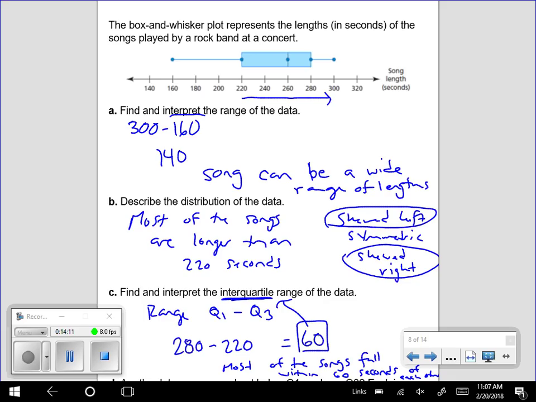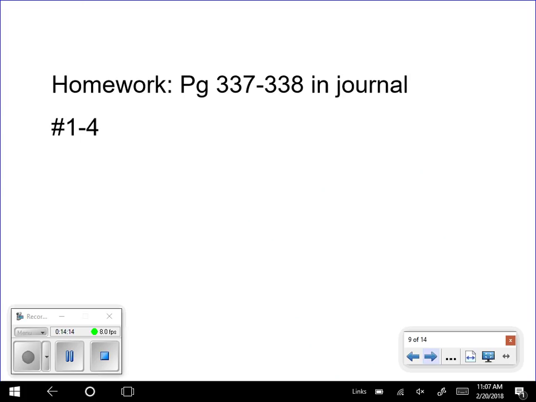All right, so here's your homework. That was a little bit longer, but you guys will work through it. It's in the journal. It's just 4 problems. You have to do a couple box and whiskers.